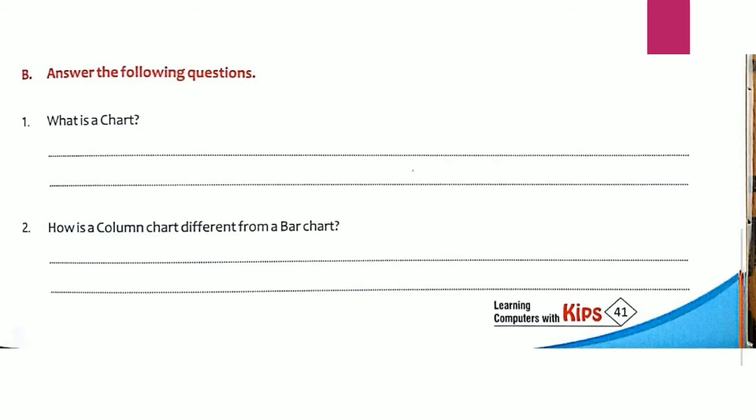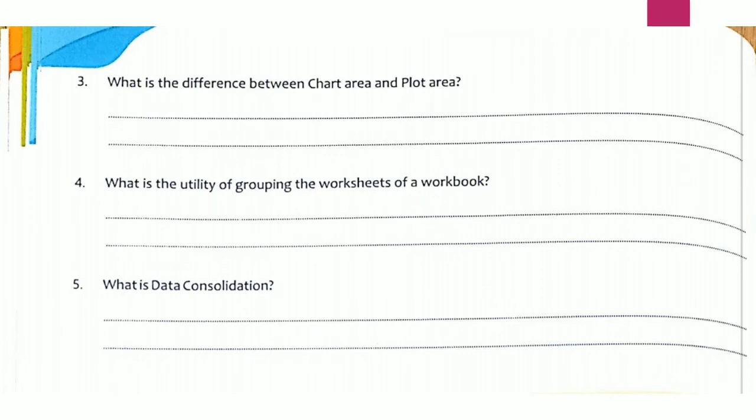Second is, how is a column chart different from a bar chart? A column chart displays data in the form of vertical bars, whereas a bar chart displays data in the form of long rectangular rods.